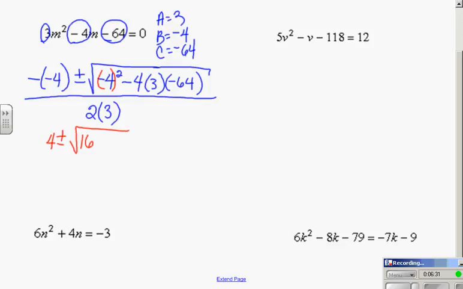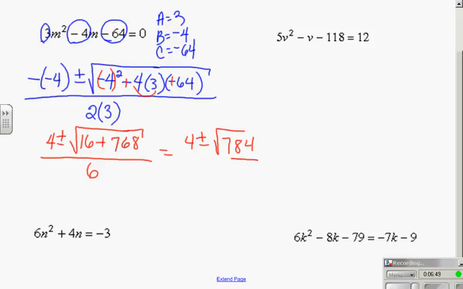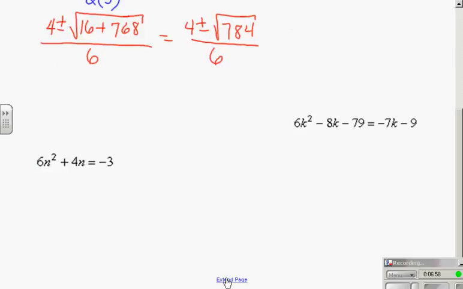So now I have 12 times 64, two negatives make a positive. So I have plus 768 in my numerator, all over 6. Add underneath your radical, and I have 4 plus or minus the square root of 784, all over 6. Now I need to go about using my reducing radical skill.